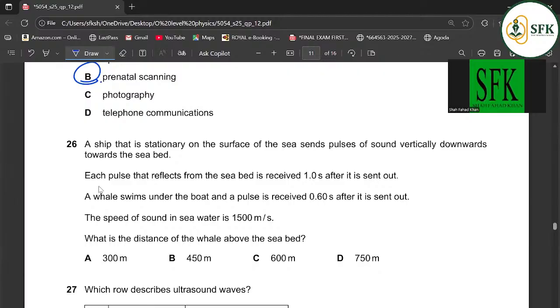The ship is stationary on the surface of a seabed, sends pulses of sound vertically downwards towards the seabed. Each pulse that reflects from the seabed is received one second after it is sent out. A whale swims under the boat and a pulse is received 0.6 seconds after it is sent. The speed of sound in seawater is 1500. What is the distance of the whale above the seabed?